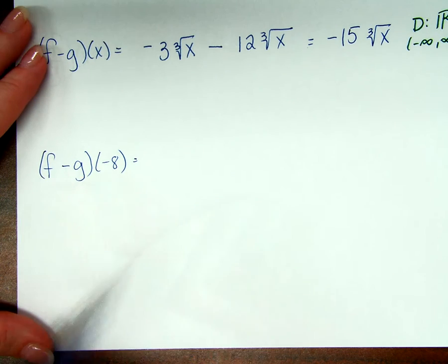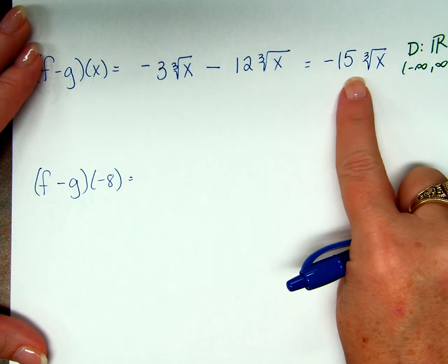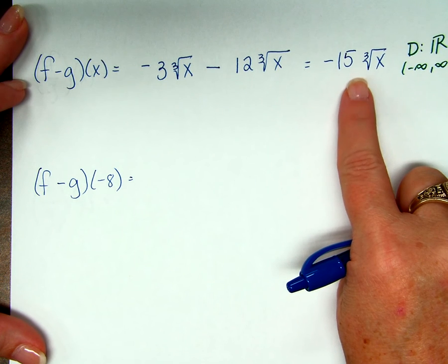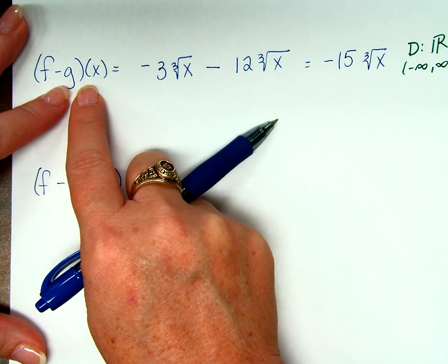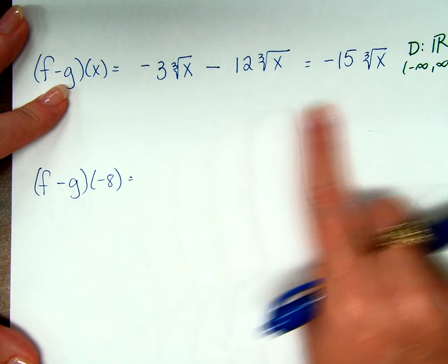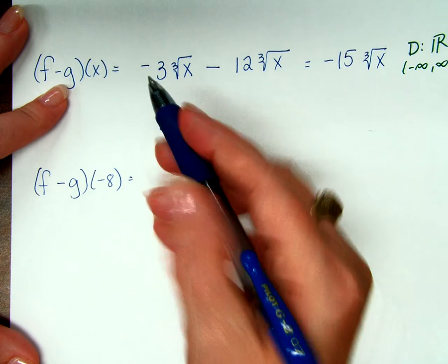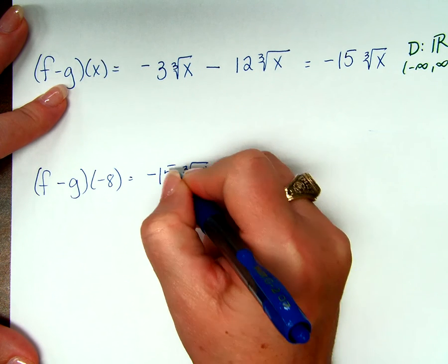What about this one? Can't I just use this again? Because I just did f minus g of x, and I got an answer. Now we want f minus g of negative 8. So can I start here? Okay, so negative 15 cube root of negative 8.